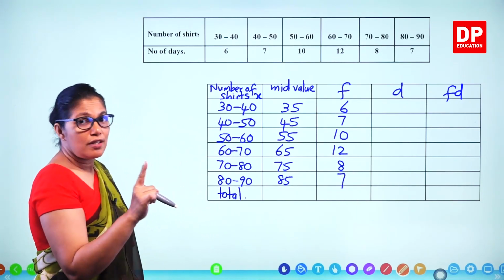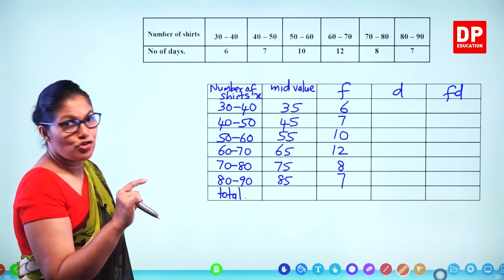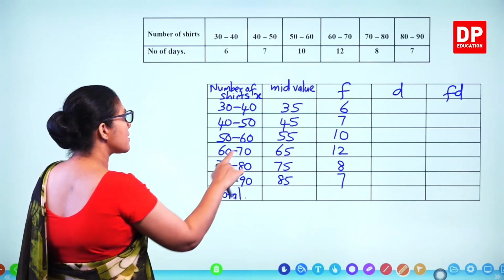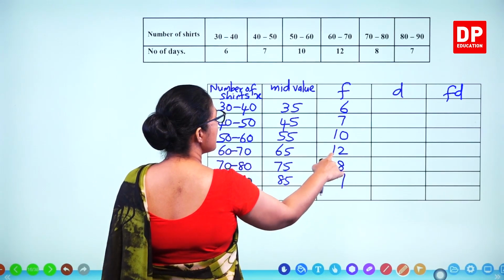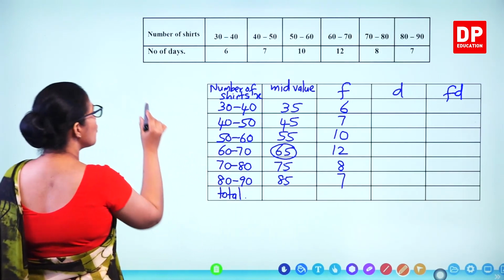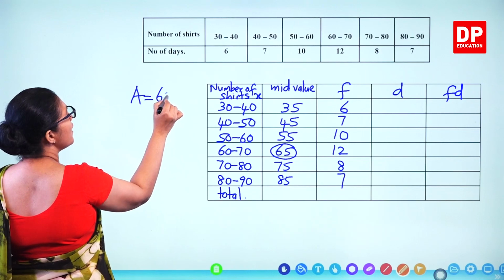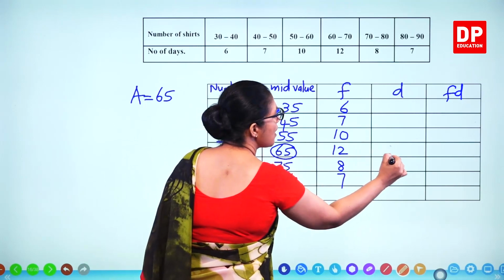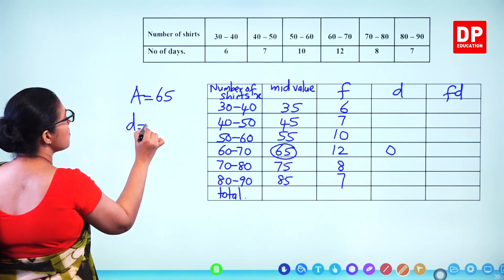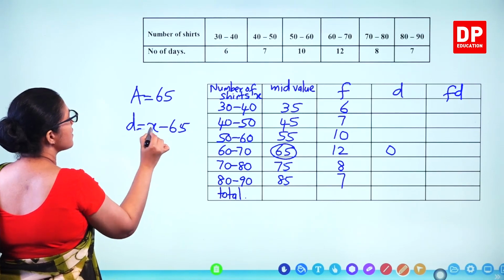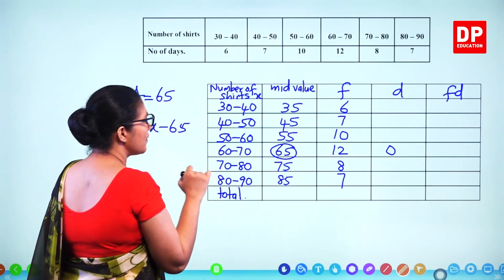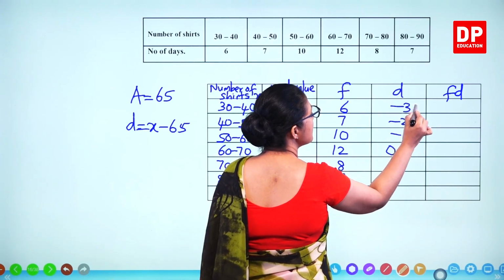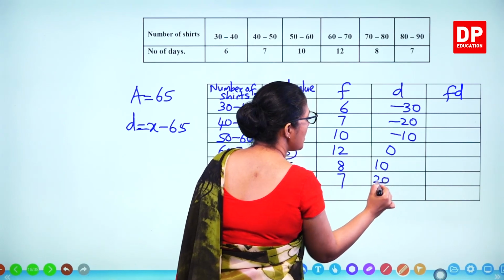So it's not mentioned what to take as the assumed mean. So we'll take the modal class. When you take the frequency here, 65 as the assumed mean, you can take any value. So I'll take 65. So then this deviation becomes 0 because deviation is x minus 65. When you subtract 65, you get 0 there. Then here the difference is 10. So minus 10, minus 20, minus 30 there. Positive side here, 10 and 20.